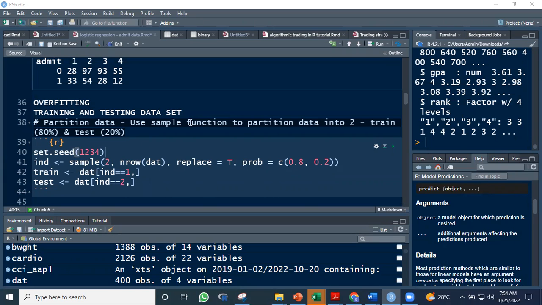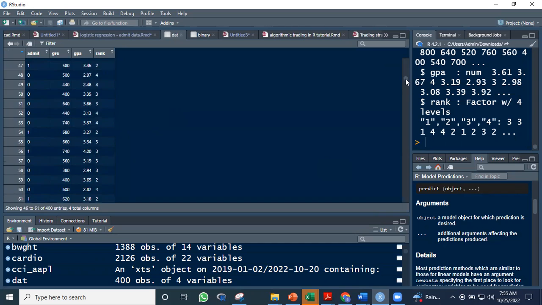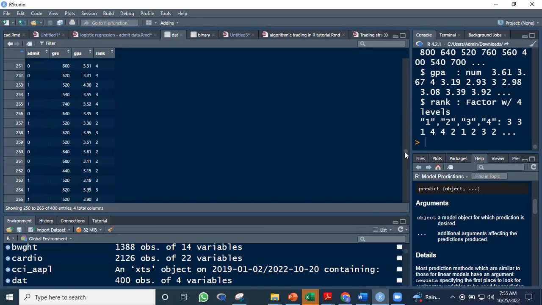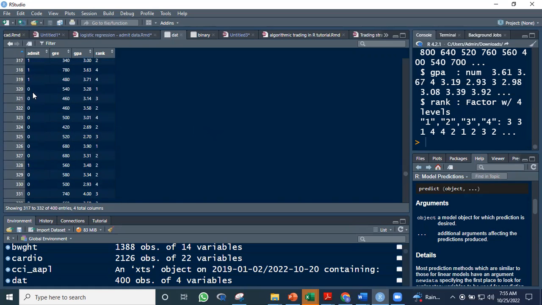So, set the seed, class, because we will randomize this. The question is how to split it. Let me show you. Suppose this is 1 to 400. It's not good for the partitioning to be done this way. 400, we said 80% is 320. It's not good if the first 320 will be the training data set and the last 80 will be the testing data set.